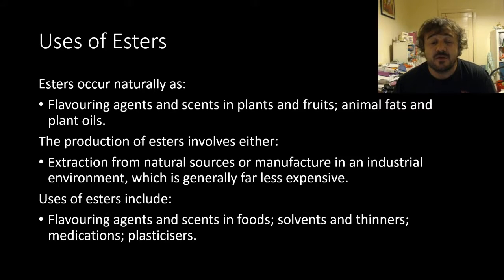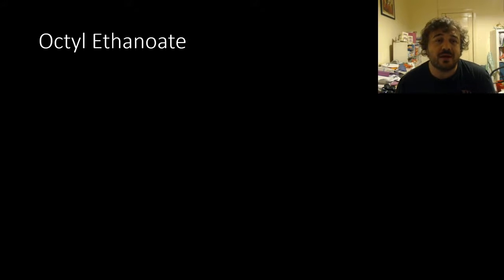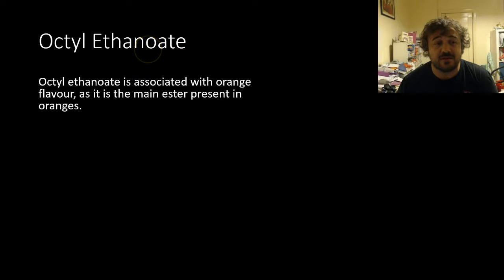So what do we use them for? We use them to flavor and scent food. There are some esters we use as solvents and thinners. We use them for medications, and we also use them for plasticizers. So it's a really useful class of chemicals. So let's have a look at one in particular, octyl ethanoate. This would have been an 8-chain, so this would be octanol, which is combined with ethanoic acid, and it goes from octanol to octyl ethanoate. So octyl ethanoate is associated with the orange flavor. When you taste an orange, this is what you're tasting. And it's the main ester that's present in oranges.